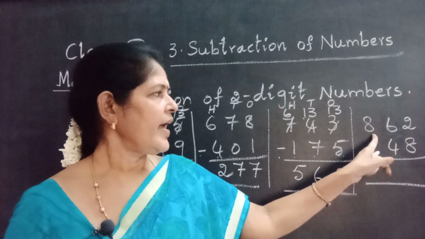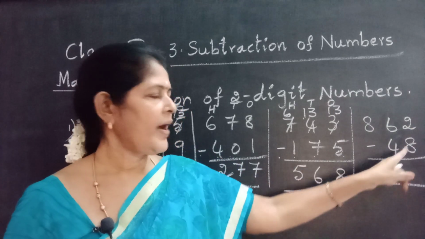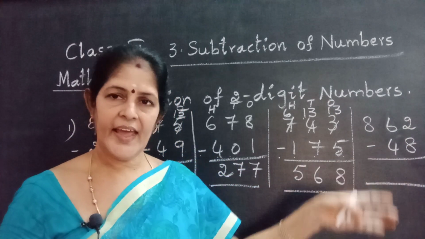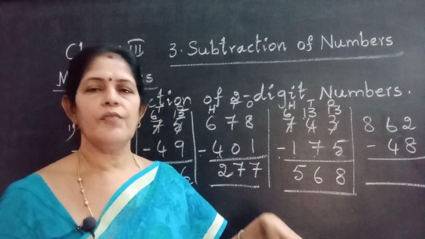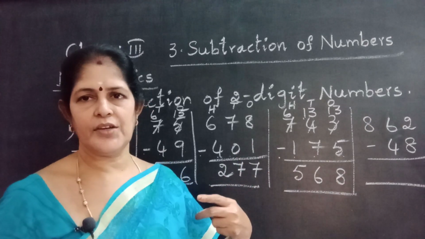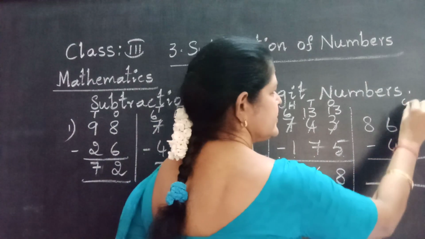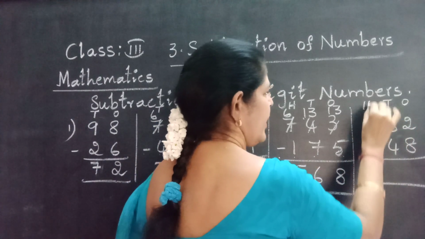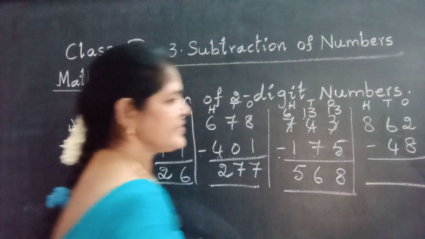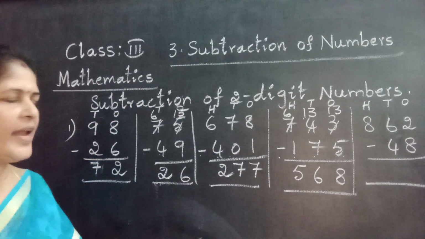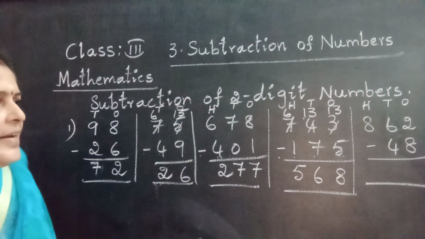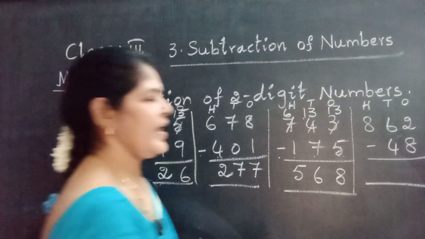Okay, next 862 minus 48. We take away 48 from 862. Okay, come on, let us see. Ones place, tens place, hundreds place. 2 minus 8 is not possible. Why? 2 is less than 8.